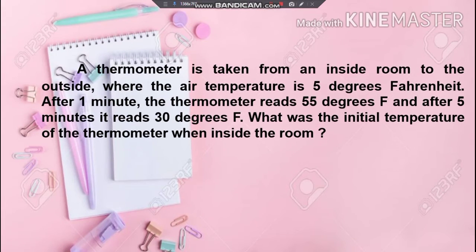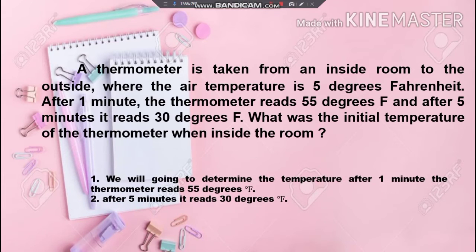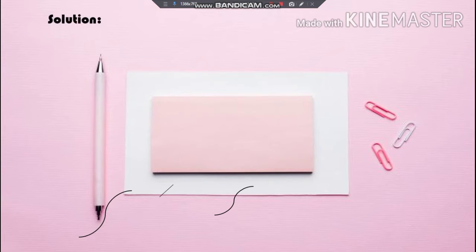A thermometer is taken from an inside room to the outside, where the air temperature is 5 degrees Fahrenheit. After 1 minute, the thermometer reads 55 degrees Fahrenheit, and after 5 minutes, it reads 30 degrees Fahrenheit. What was the initial temperature of the thermometer when inside the room? First, we determine the temperature after 1 minute: the thermometer reads 55 degrees Fahrenheit. Second, after 5 minutes it reads 30 degrees Fahrenheit. So let's have the solution now.